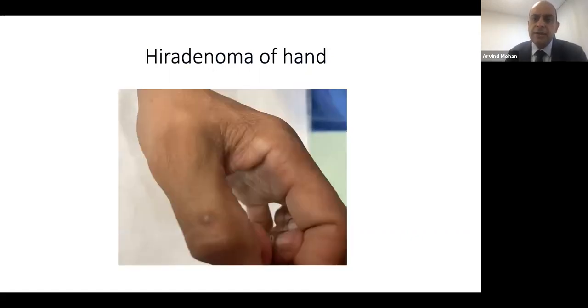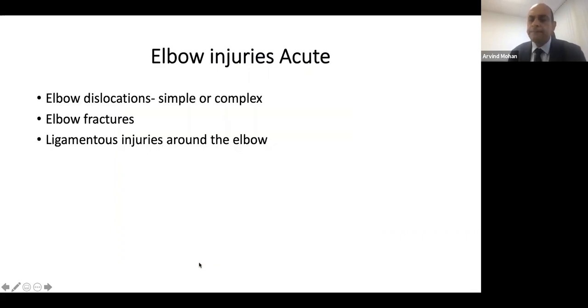I come across different things in the hand. This was a hidradenoma, again a non-healing lesion inside the hand. There are different sorts of things. Most commonly, we'll see inclusion cysts or foreign body granulomas, because hands are the first contact with the environment. So many times in sports, your hands can get injured, and that can also bring on these types of lesions.